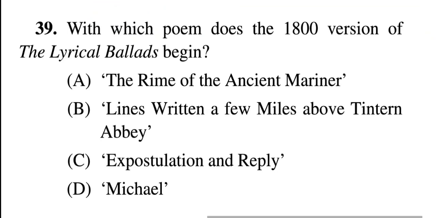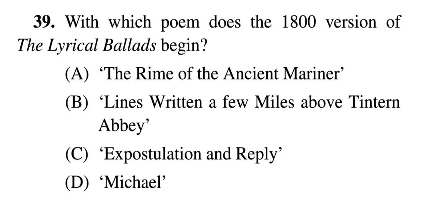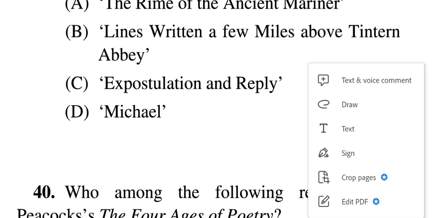39. With which poem does the 1800 version of the Lyrical Ballads begin? Lyrical Ballads. So this is a groundbreaking work that has created, or you can say, a revival of the Romantic age. So this is a breakthrough. You must know about it. So options are like this: The Rime of the Ancient Mariner, Lines Written a Few Miles Above Tintern Abbey, Expostulation and Reply, Michael. Correct answer will be C, that is Expostulation and Reply.